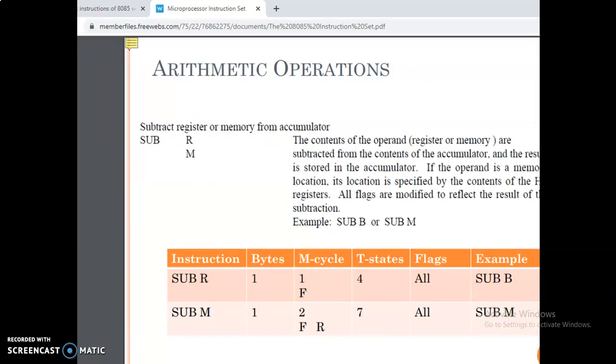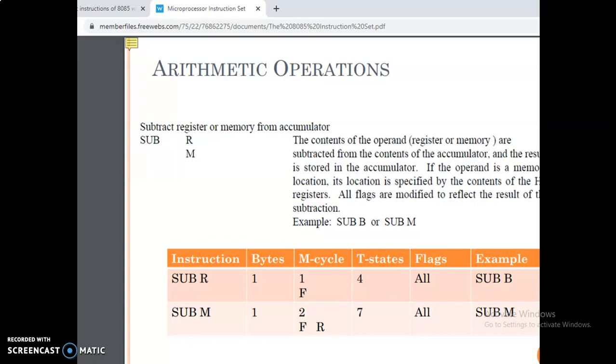This is the subtraction instruction. Subtraction: SUB R and SUB M. SUB R means the content of the register, any register, there are 6 general purpose registers in Intel 8085, is subtracted from the content of the accumulator. The result is placed in the accumulator.